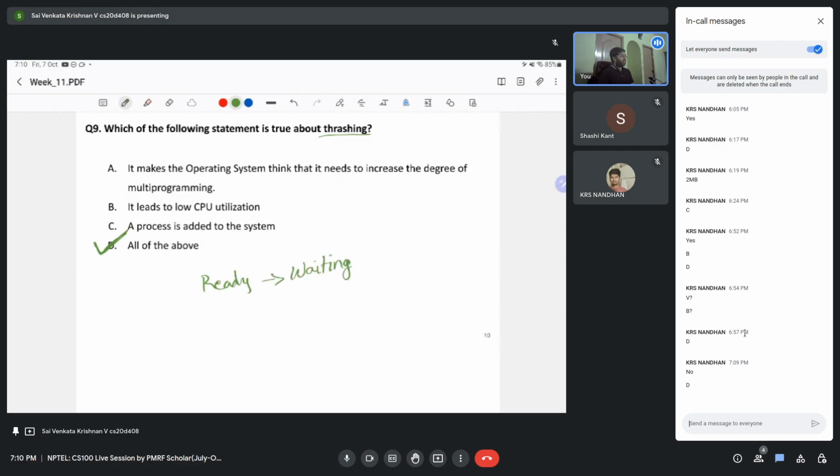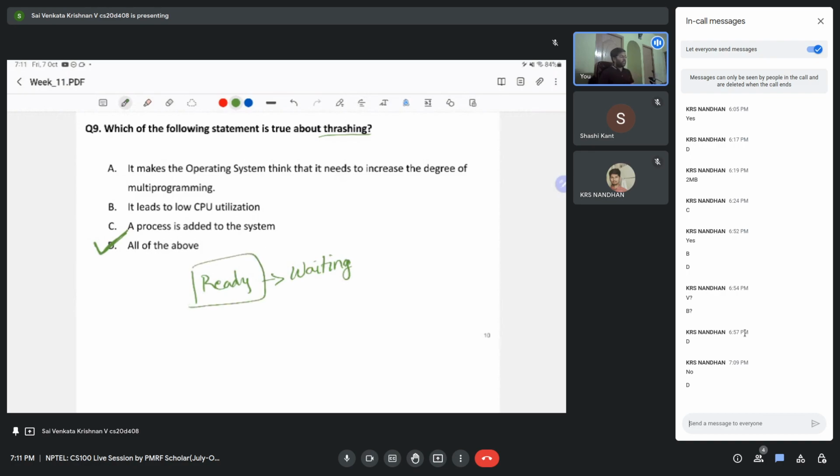So if all your processes are each waiting for some memory which has to be swapped into your main memory from the disk, right? So all the processes might be going into your waiting state, and none of the processes will be present in your ready queue for execution.